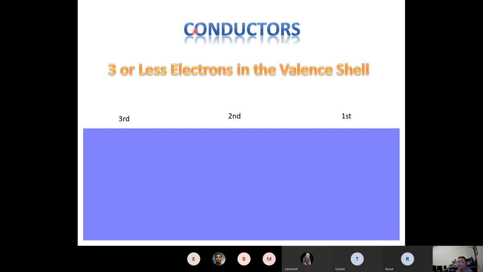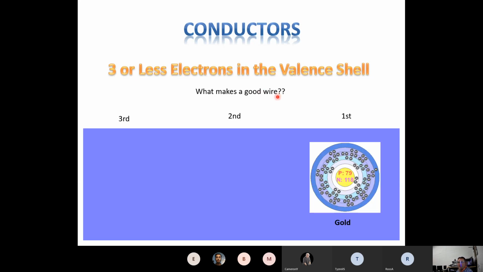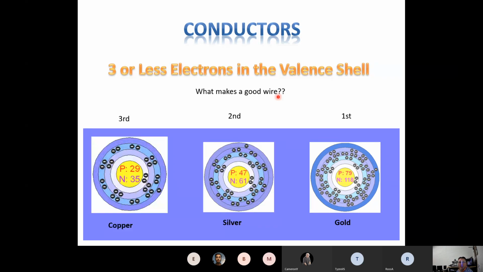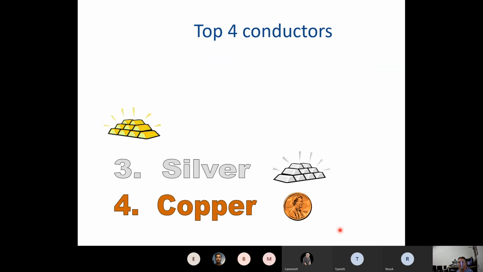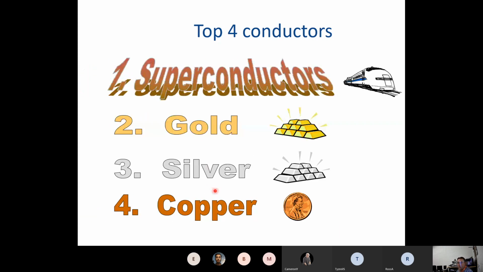electricity. We talked about what conductors are, which is anything that has 3 or less valence electrons or free electrons. And that makes basically good electricity. A conductor allows electricity to flow through it. And you can see that all 3 of these elements have one valence electron, which is what makes it such a good conductor. We talked about the top 4, gold, silver, and copper being the most common, and then superconductors being something man-made that is better than any natural resource.